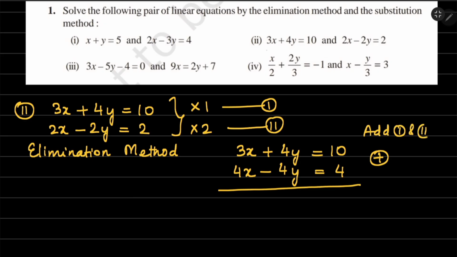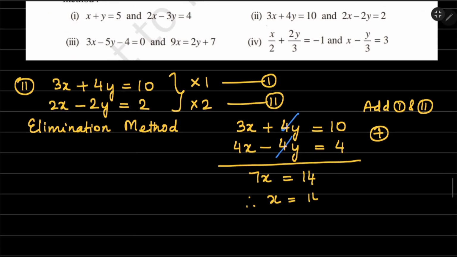Add equation 1 and equation 2. So what do you get? Here your plus 4y minus 4y gets cancelled. 3 plus 4 is 7, so 7x is equal to 14. Therefore, x is nothing but 14 by 7, which is 2. So x is equal to 2 is what you are getting.